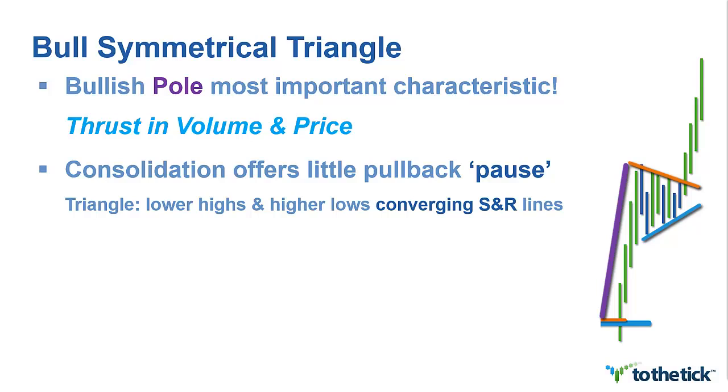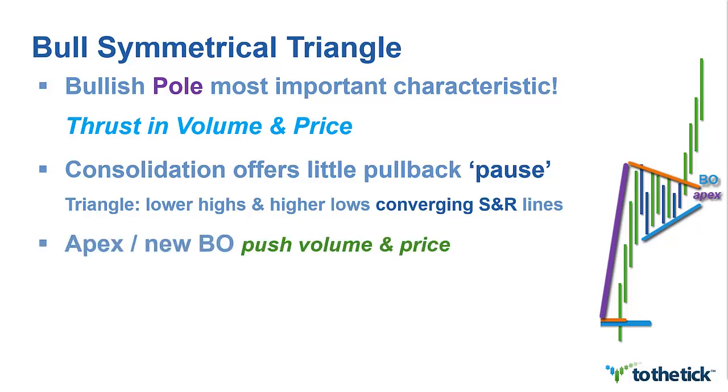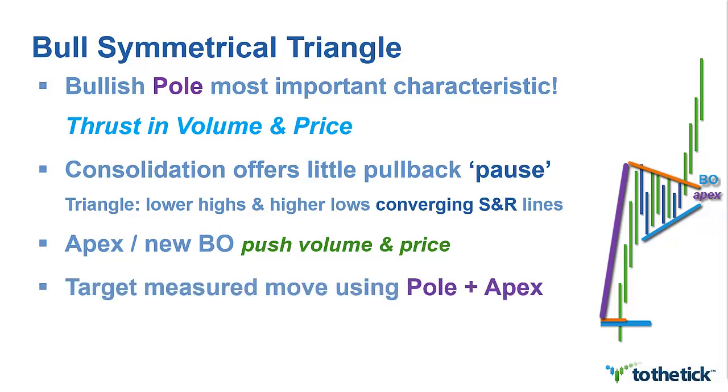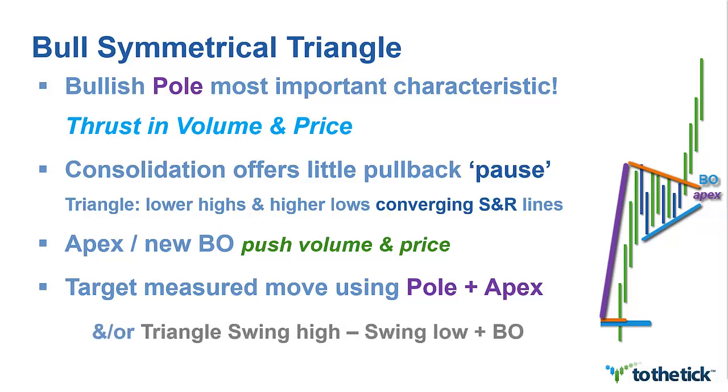Lower highs, higher lows, converging support and resistance lines. We're going to use the apex of that triangle and/or the new breakout, and we're looking for a push in volume and price on those issues. And we're going to measure our targets, measure our move with the pole, add it to the apex, and/or you're welcome to use the triangle swing high minus the swing low, add that to your breakout line as your second measured move.